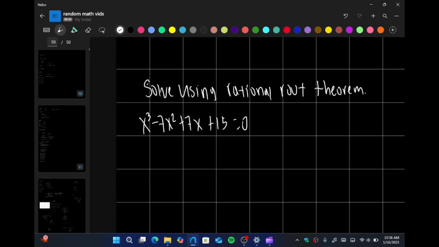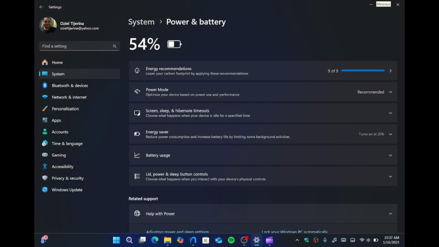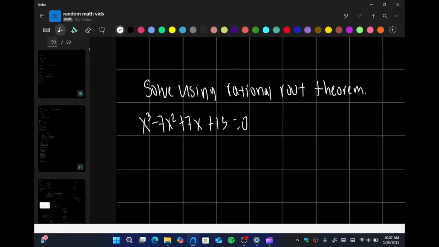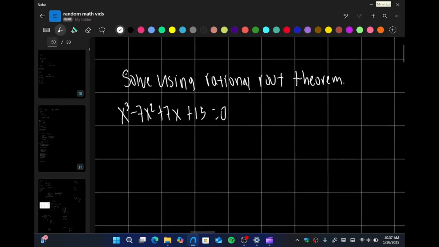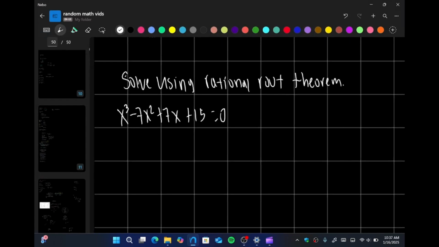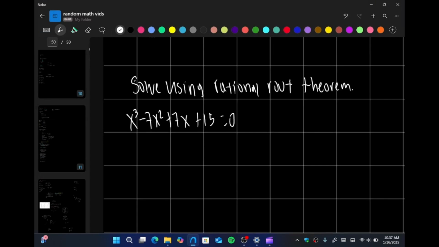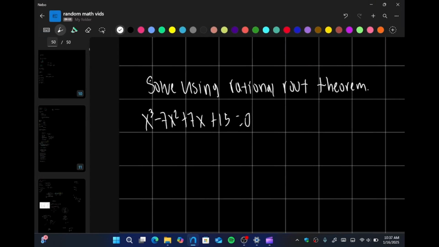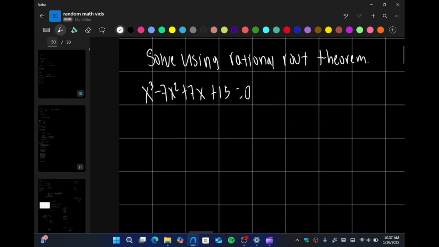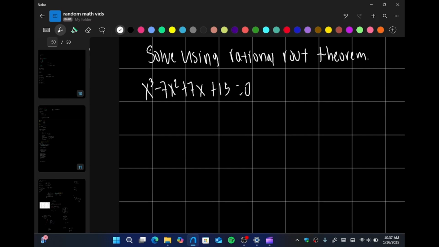In this video, we're going to solve this using the Rational Root Theorem. Now this is a tedious topic, but try to follow along with me. Also, if you want to do it on your own, you can, and then watch the video and see if you got the same answer as me. So we have x cubed minus 7x squared plus 7x plus 15 equals 0. Now I do want to say that we have to use synthetic division here.